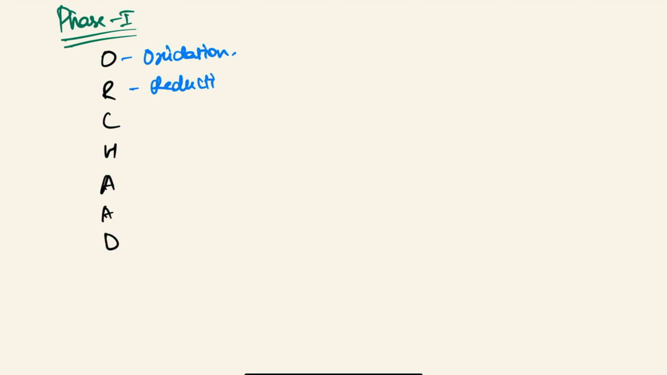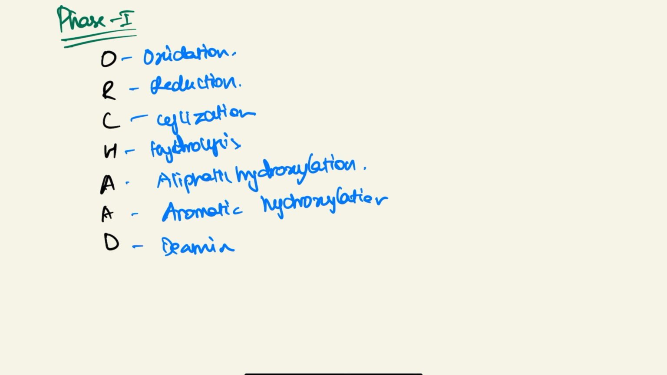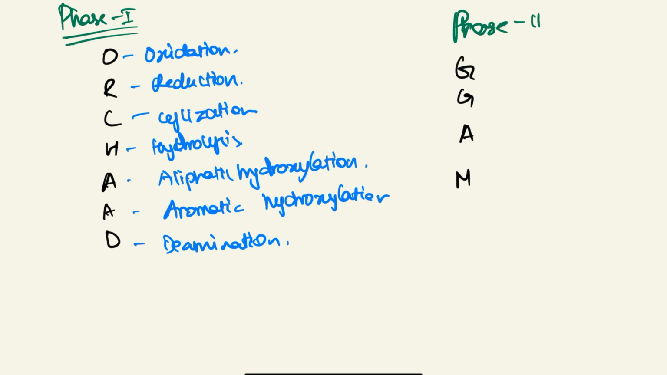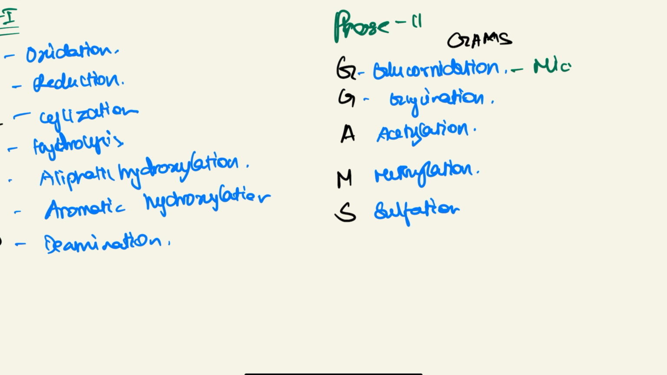We can remember phase 1 by the mnemonic OR, O or CHAAD. O for oxidation, R for reduction, C for cyclization, H for hydrolysis, A for aliphatic hydroxylation, another A for aromatic hydroxylation, and D for deamination. You can remember the phase 2 reactions as GAMS: glucuronidation, glycination, acetylation, methylation and sulfonation. In GAMS, that is the synthetic reactions, only glucuronide conjugation is microsomal, whereas the other four are non-microsomal.